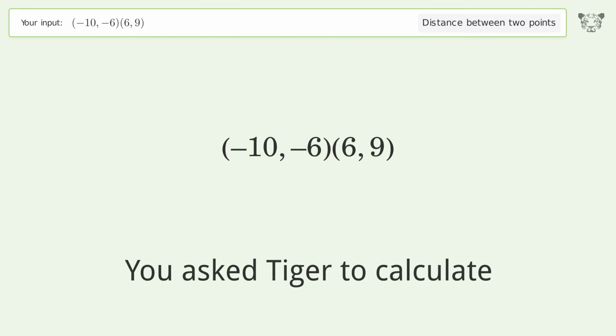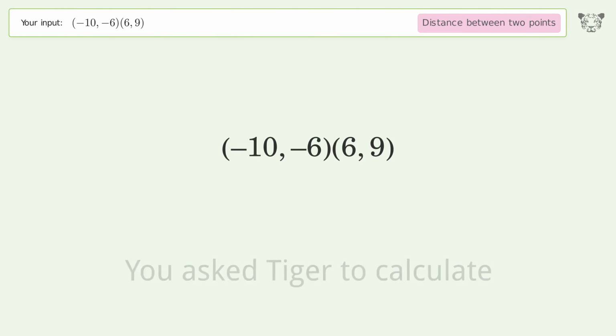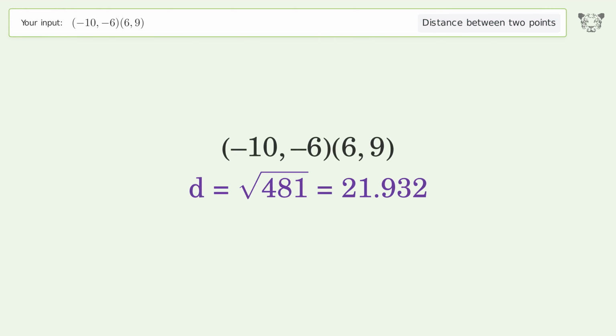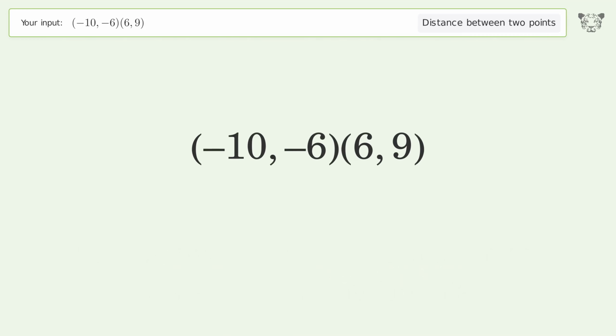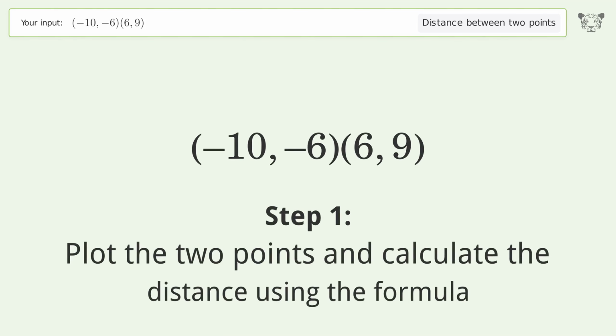You ask Tiger to calculate. This deals with the distance between 2 points. The distance between the 2 points is the square root of 481, or 21.932. Let's solve it step by step. Plot the 2 points and calculate the distance using the formula.